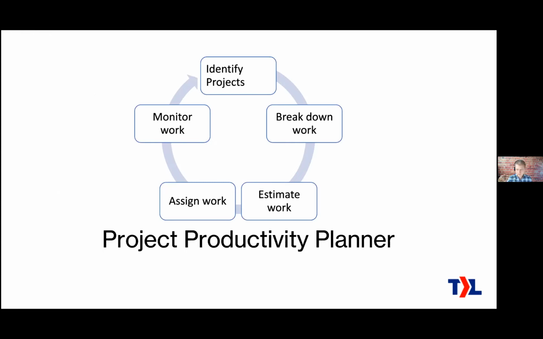So the elements of the cycle are, first of all, you identify your projects, okay? Then for each of the projects that you need to work on somewhat soon, you're going to break down the work, figure out what we actually have to do in order to deliver this. Then you're going to estimate those work items that you identified in the previous stage. Then you're going to assign them to the engineers. And after that, once your engineers have begun working on them, you're just going to monitor them. Okay, so we'll get to each of those stages.